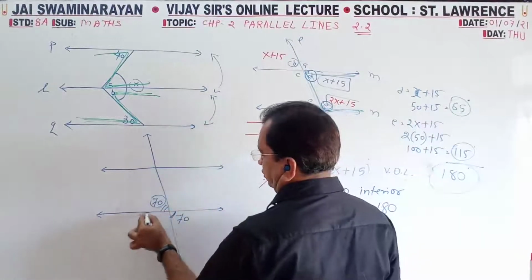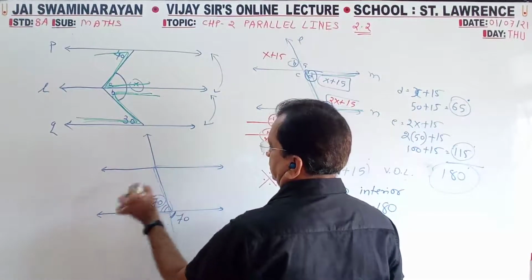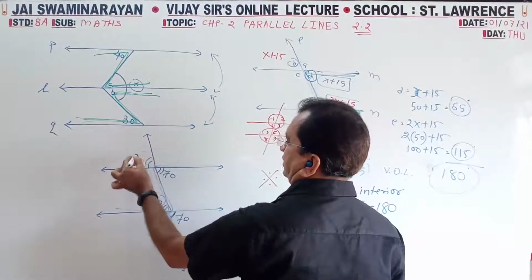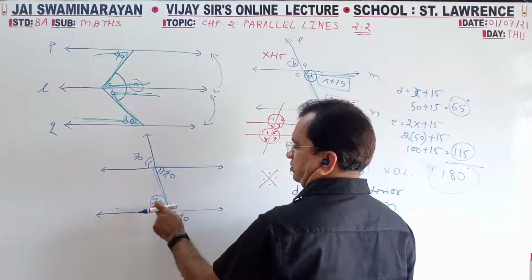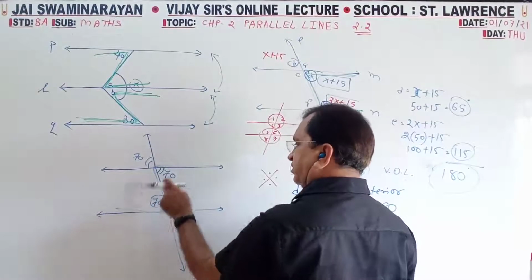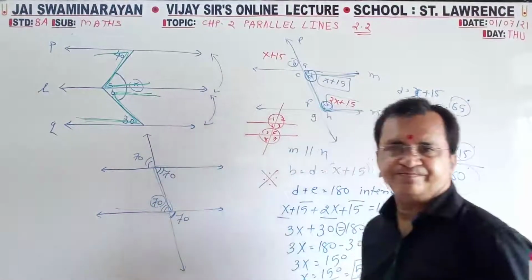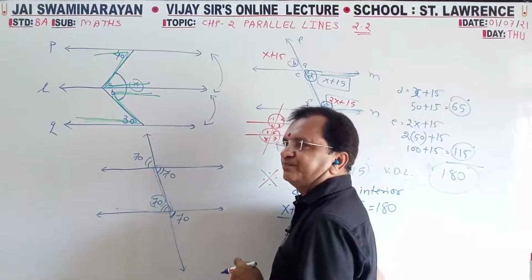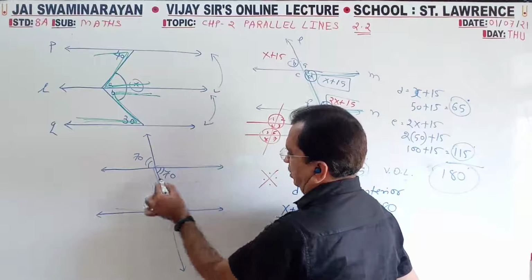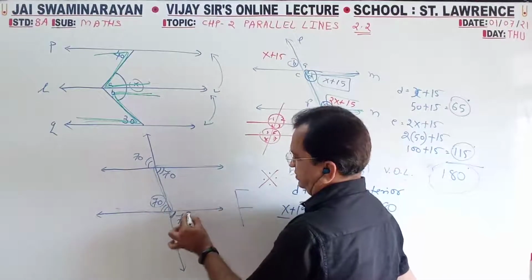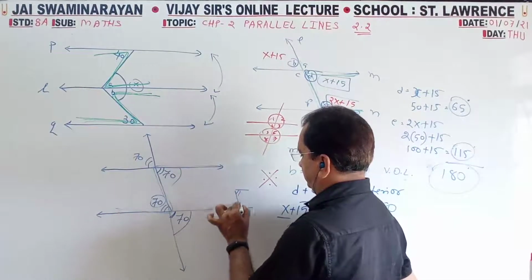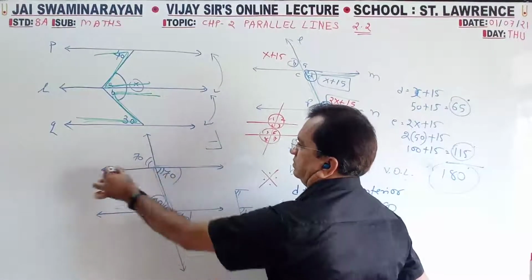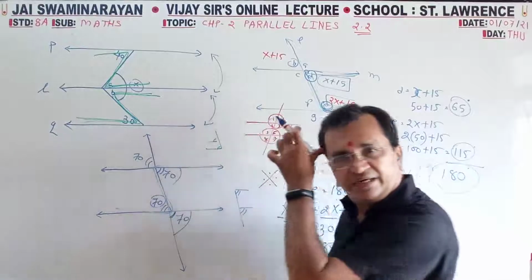This is 70. So you can see Z, this is also 70. Vertically opposite also 70, same. This equal to this, vertically opposite. This equal to this Z, alternate angle. Again vertically opposite. Or you can see this F, 70, 70 equal. Again equal.